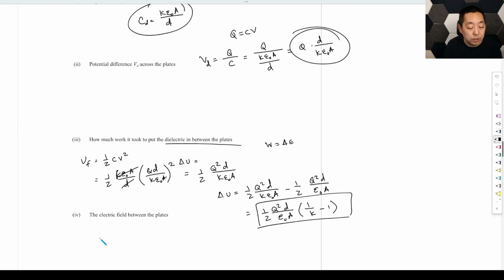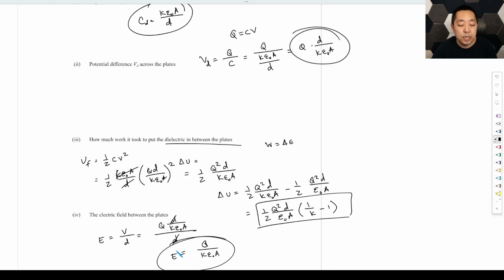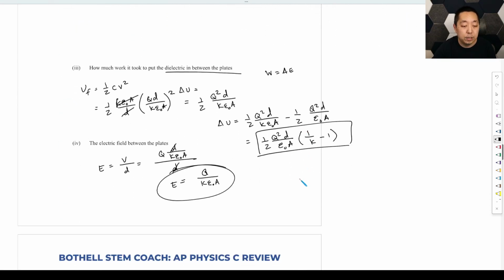The electric field is the voltage divided by the distance, but now the voltage was divided by kappa, right? So the voltage here was QD over kappa epsilon naught A, divided by the distance. That will cancel. So you get Q over kappa epsilon naught A, and what you see is the electric field decreased, right? So that's just manipulating those few equations.